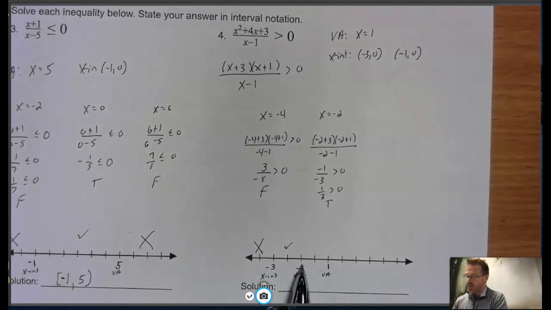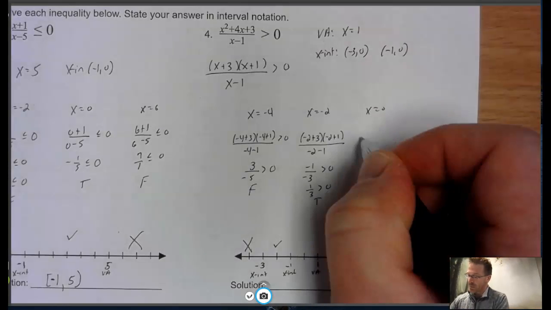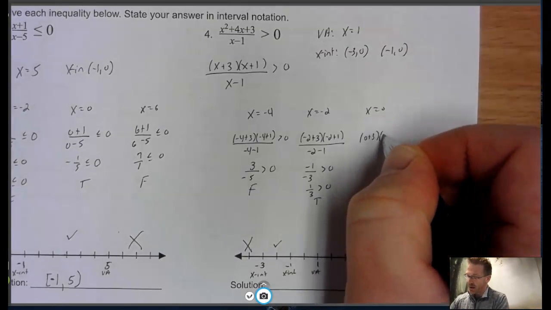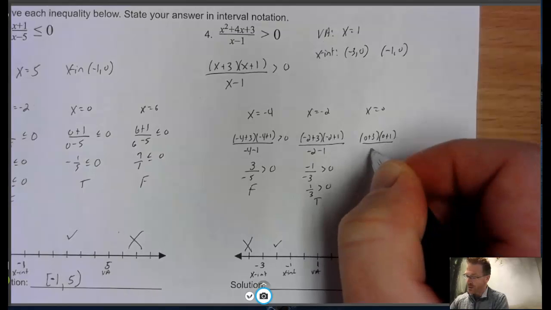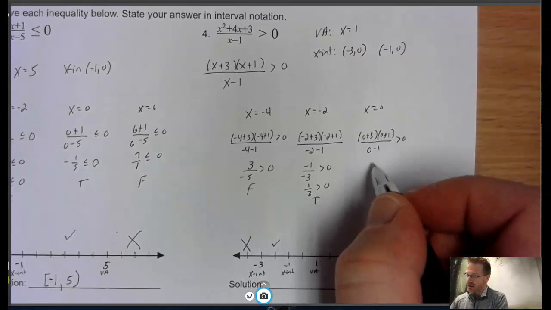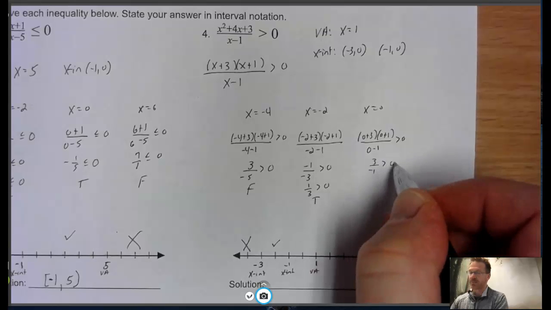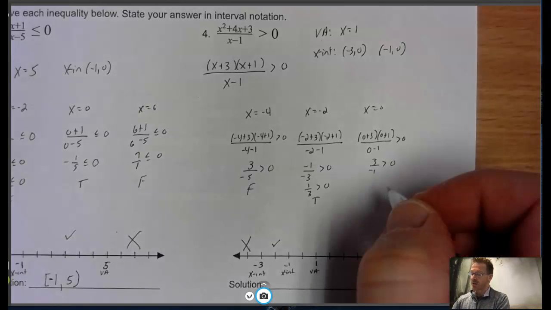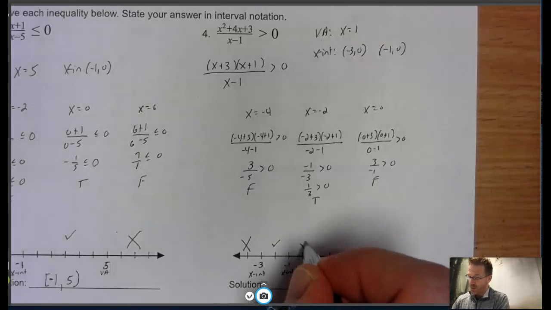Now I have to test between the x-intercept and the vertical asymptote here, so I'm going to take 0. I get 0 plus 3 times 0 plus 1 over 0 minus 1 is greater than 0. So I get 3 in the numerator over negative 1. So negative 3 is not greater than 0, so that is false. So I don't want that interval.